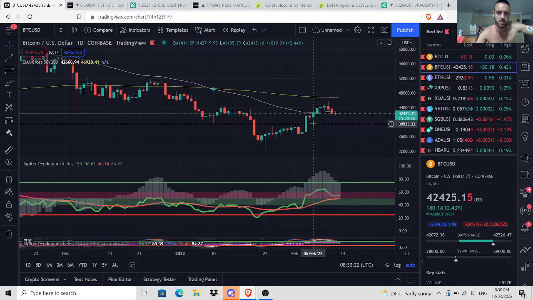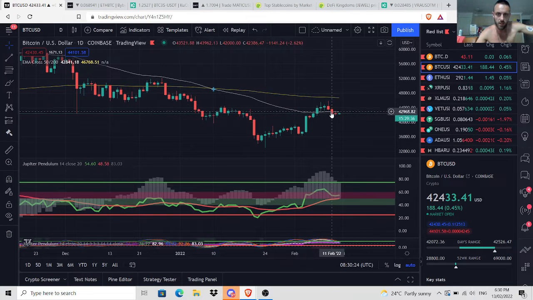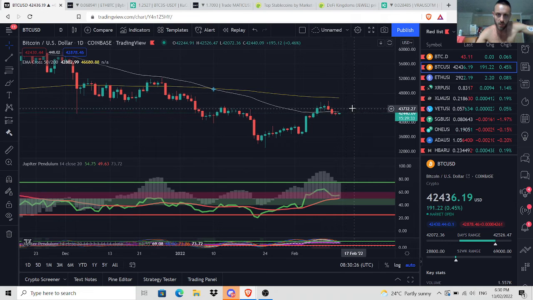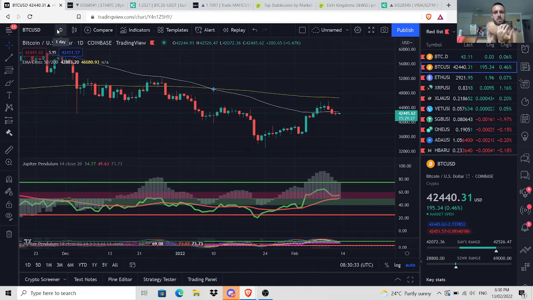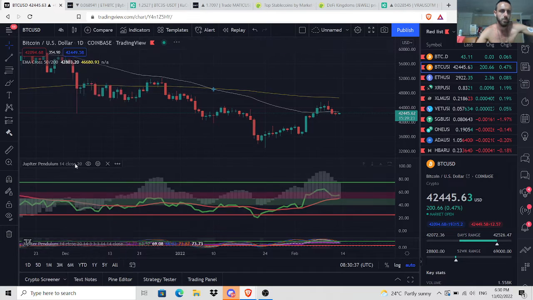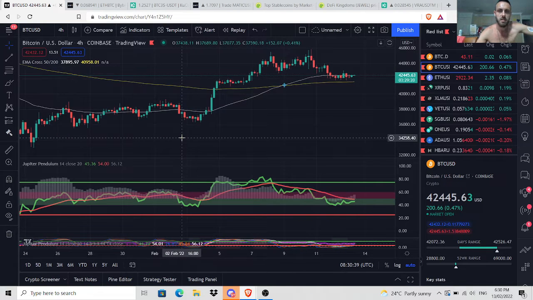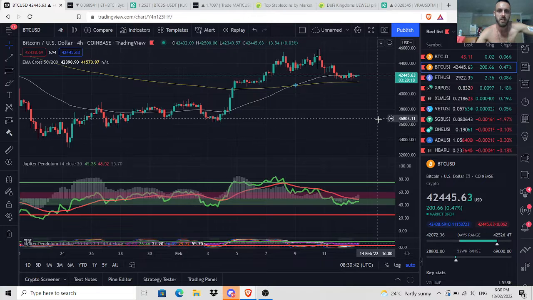So the question is, is this the pullback? Or are we going to come up a little bit and then pull back a bit deeper? Okay, on the daily, it's not really giving me too much. Okay, it's just telling me consolidation. So if we zoom into the 4 hour, read what it says. It's interesting. It's interesting, and here's why.